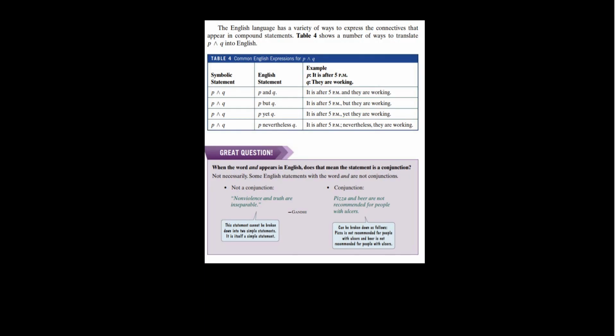Some of the ways that and can be worded, and again, many of you are very familiar with this because you've spoken the language for quite a while. So other ways to express P and Q. All these are P and Q, right? You could say P and Q. You could say P but Q. You could say P yet Q, and then P nevertheless Q. All these mean the exact same thing. It's just different words are used, but in the end, it means P and Q.